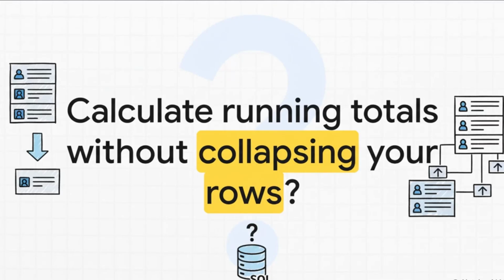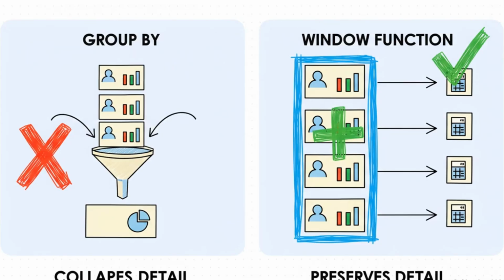So picture this. You need a running total of sales, or maybe you need to calculate a moving average. The old school way uses GROUP BY, right? But the problem with GROUP BY is that it squashes all your beautiful detailed rows into one single summary line. What if you need both, the detail and the calculation, side by side? This is the magic of window functions.